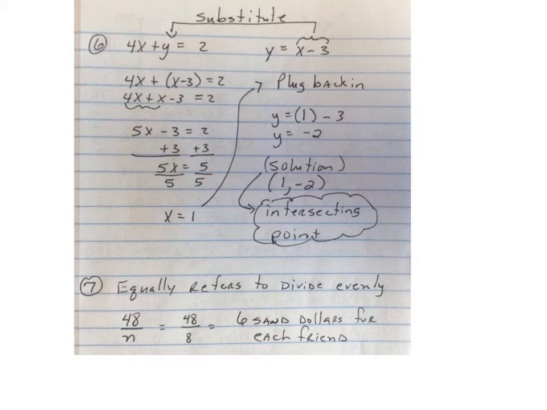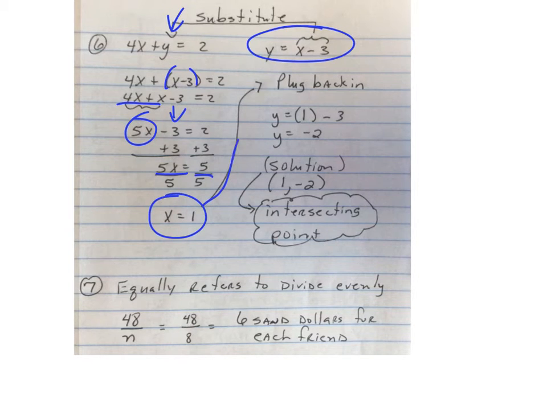On number 6, you're doing solving by substitution. This one's already solved for you, so you're simply going to plug in here. All right? So I got rid of the parentheses. I got 4x plus x. You combine like terms, which is 5x. Then you bring down your minus 3. You add 3 to both sides, and you get 5x equals 5. When you divide by 5 on both sides, you got x equals 1.